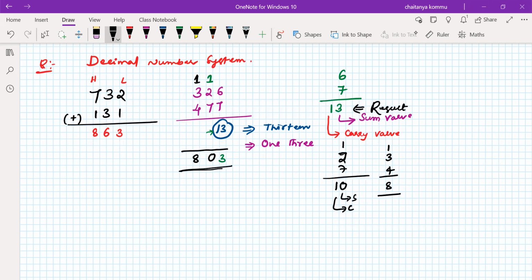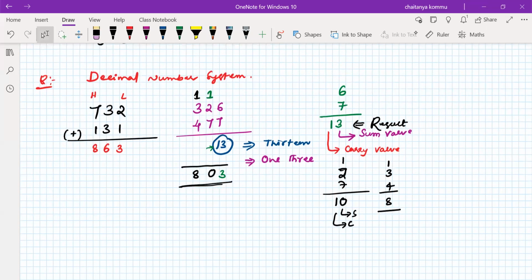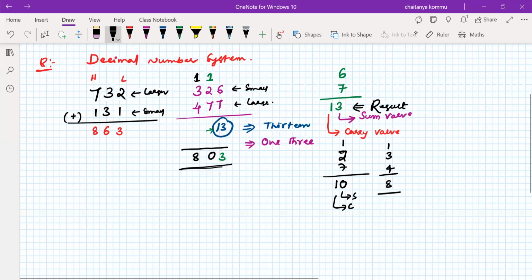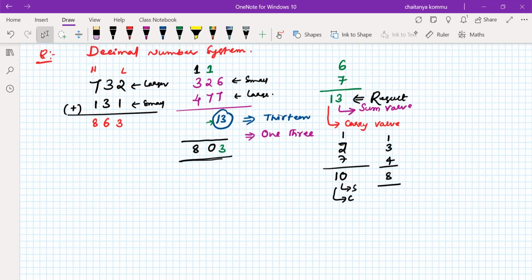For the decimal number system, we don't find any problem because we are familiar with this one, and we are always making calculations based on the decimal number system. Even if the first one is larger and the second one is smaller, or the next one I have taken is smaller and this is larger, I don't find any problem. So far, so good. What happens if we consider another number system?